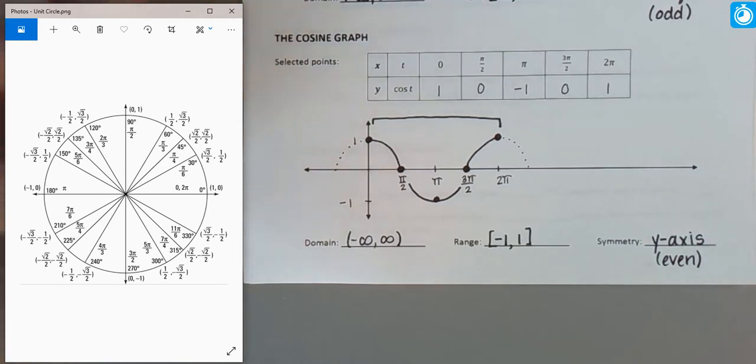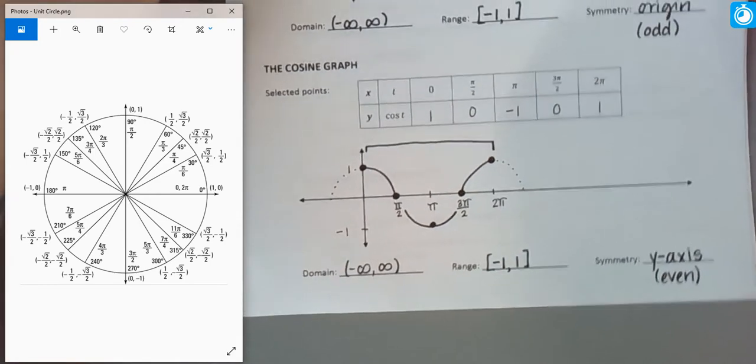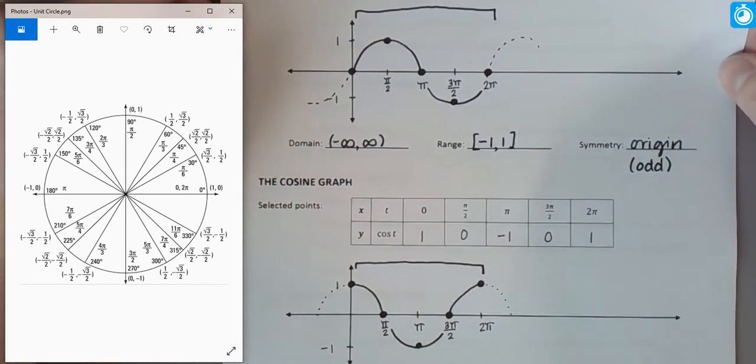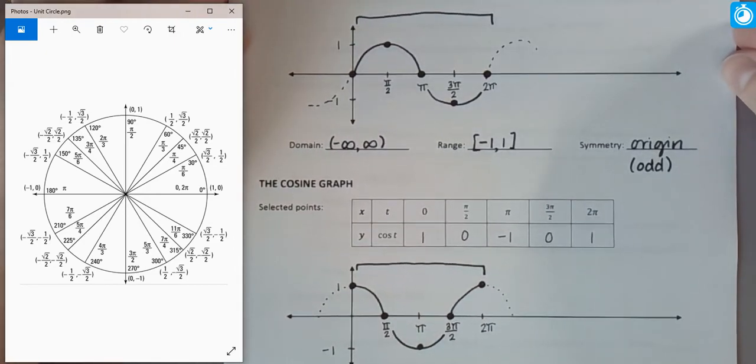So it's going to have y-axis symmetry. So these are going to be our basic graphs, the basic graph of sine, the basic graph of cosine. We're going to build on these graphs.